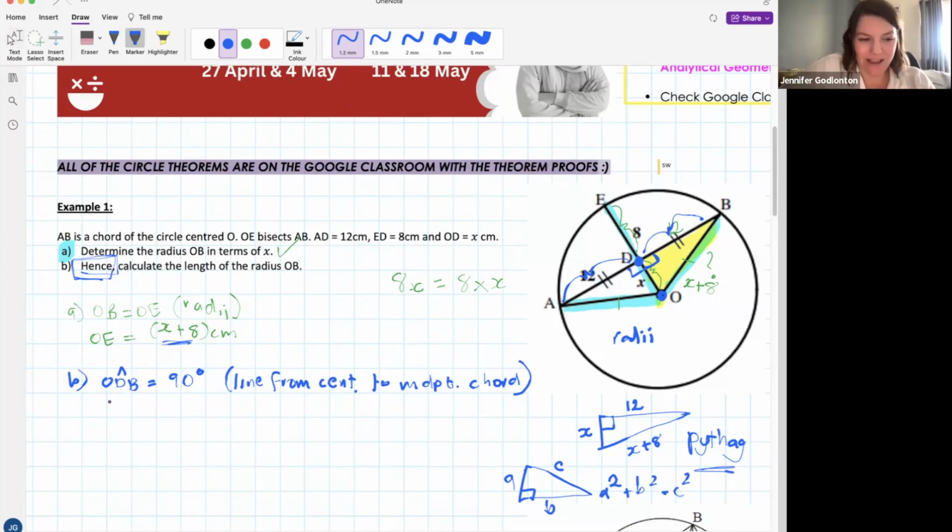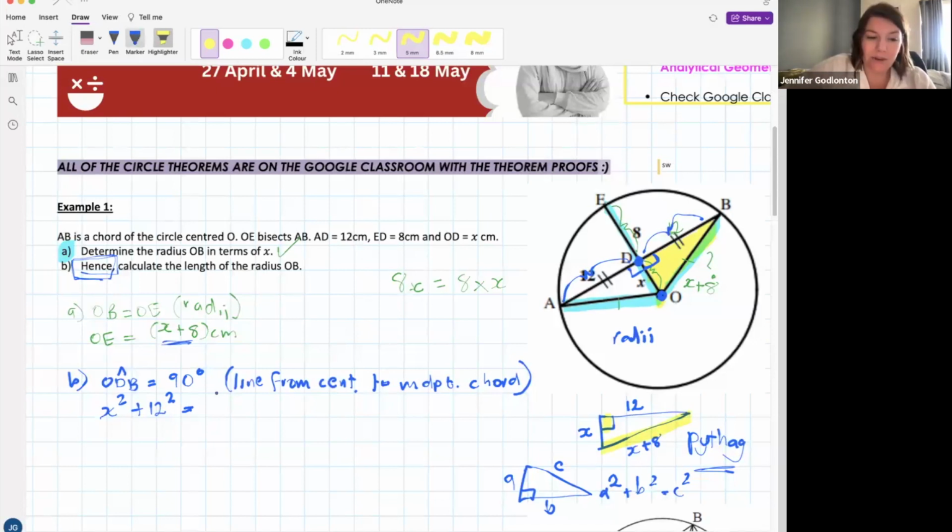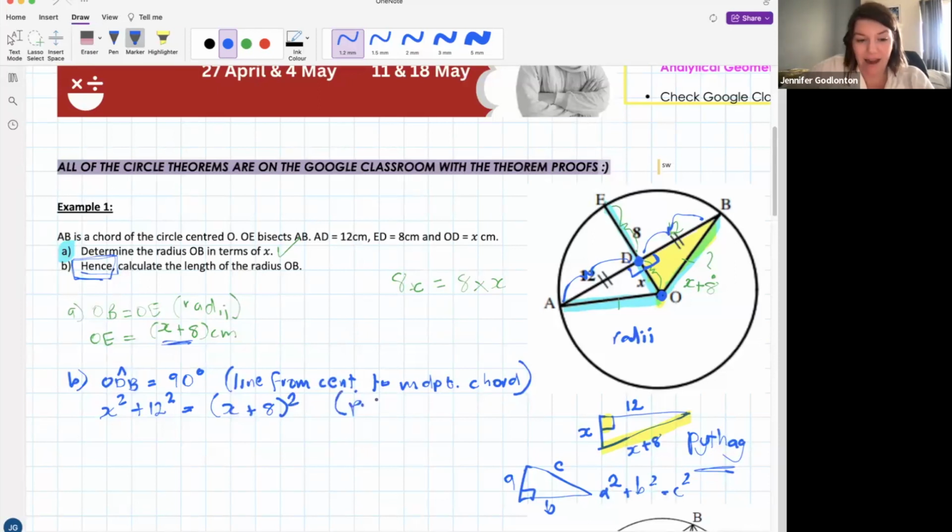So we're going to write that over here. We're going to say x squared, because that's our one side, plus our other side, which is 12 squared, needs to be our hypotenuse. Now remember, your hypotenuse is the longest side of a right angle triangle, and it's the side that's opposite the 90-degree angle. So that's going to be equal to x plus 8, and we're going to keep it in those brackets squared. And then we have to give our reason. So our reason here is Pythagoras. And don't worry if your spelling's not right. They can't take off marks for spelling. Okay.